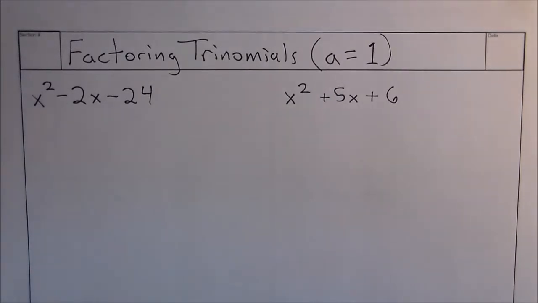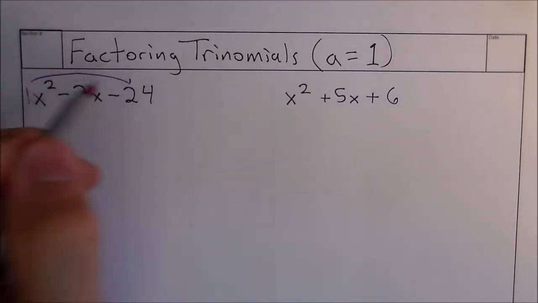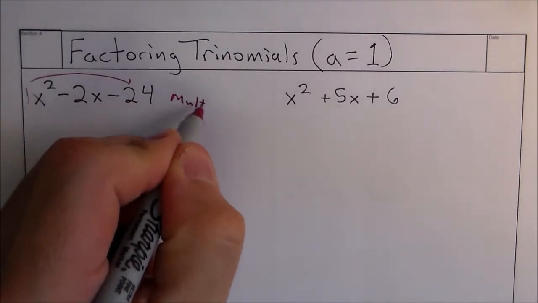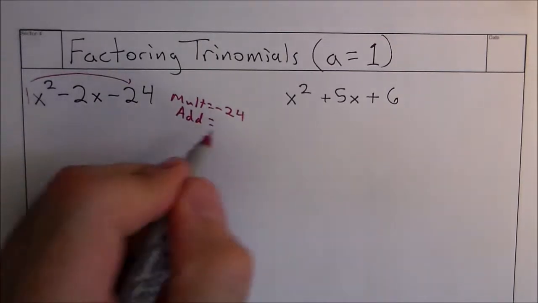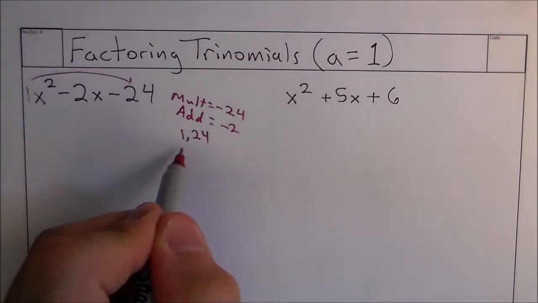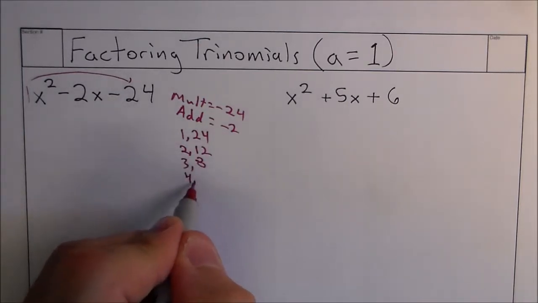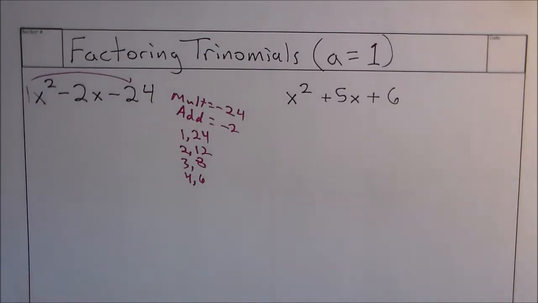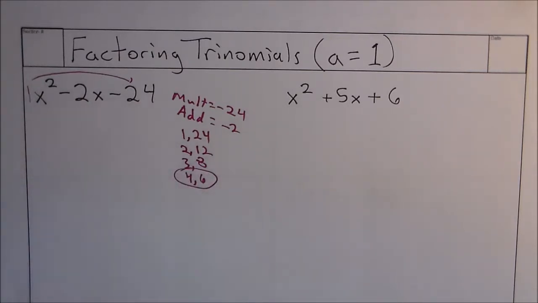So what we did when we had a coefficient that wasn't 1, we would multiply the first and last term. So in this case, we multiply and get negative 24, and we're looking to add to negative 2. Two numbers that do that. Well, 24 is 1 and 24, 2 and 12, 3 and 8, 4 and 6. Because it's a negative 24, I want one of them to be negative, and I want them to be 2 apart. So these two, 4 and 6, would work, but I'm going to make the 6 negative.